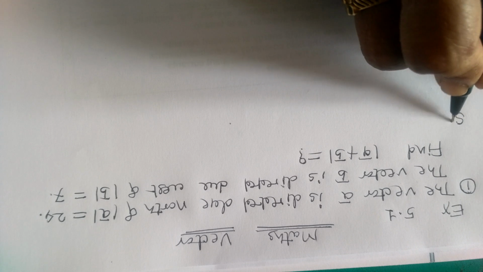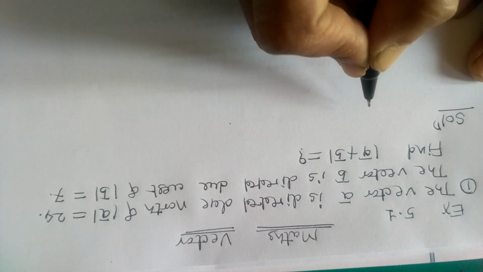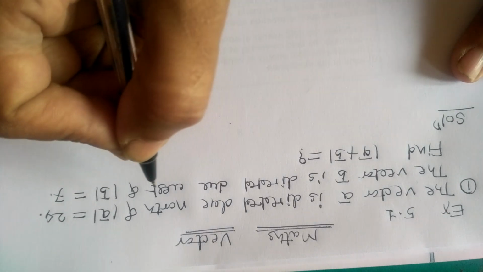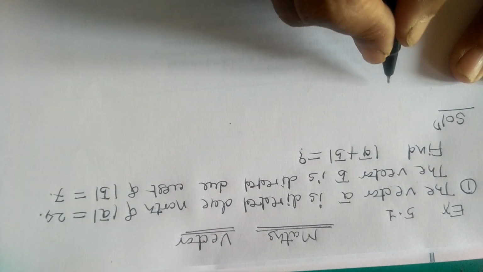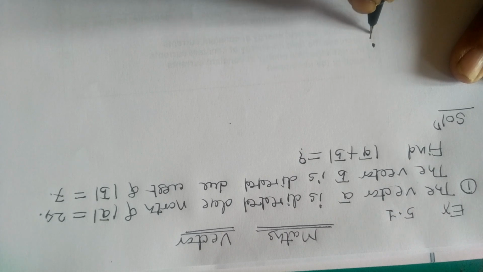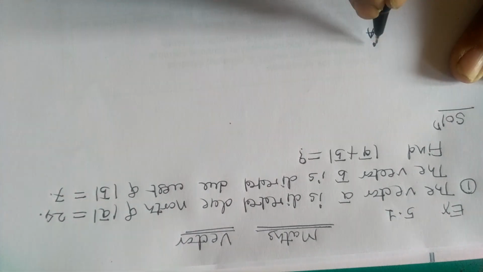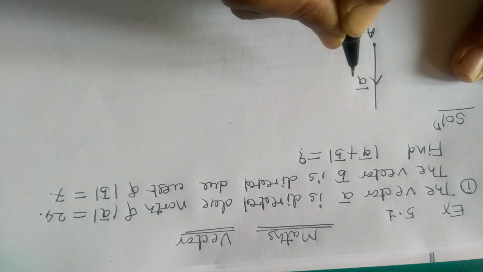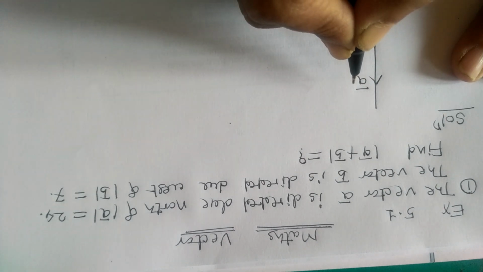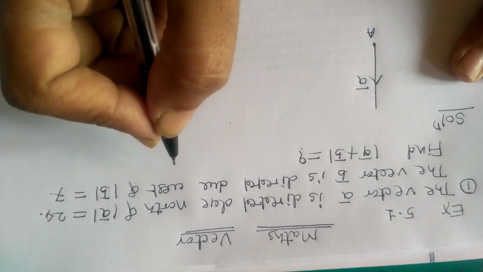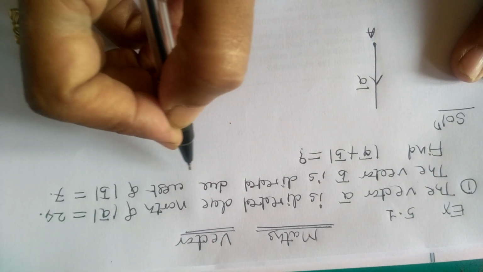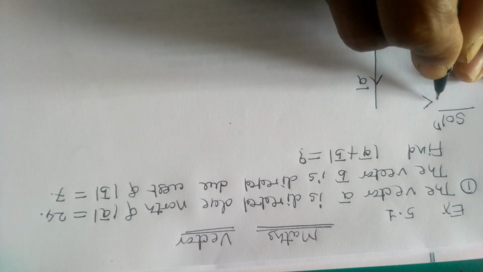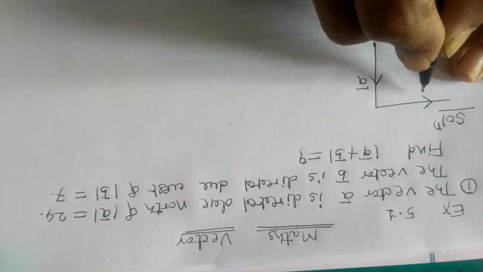Now to find the solution for this, we take vector a bar in the direction along north. Suppose the first point is A. From this we take the vector a bar along north, and from this vector a bar we take the second vector b bar to the west direction. So this is the direction for vector b bar.